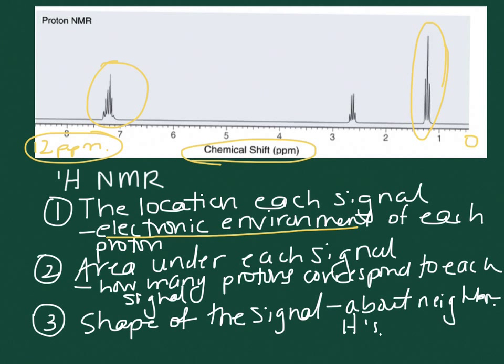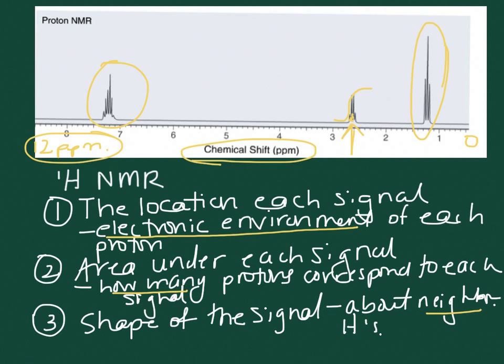We can take a signal and we can integrate the area underneath the peak, and this will tell us how many protons correspond to that specific signal. Next, if you look at the shapes of the signals, they're different. Now the shape will tell us about neighboring hydrogens.